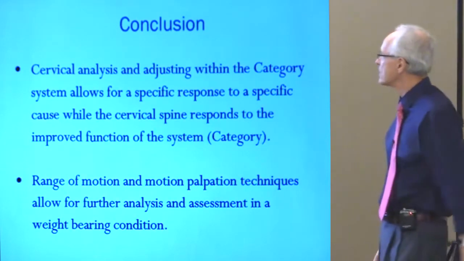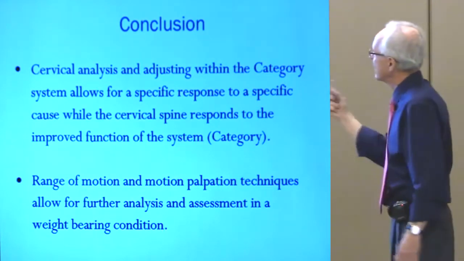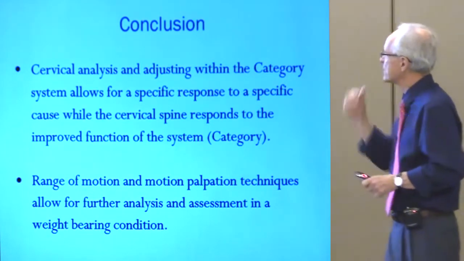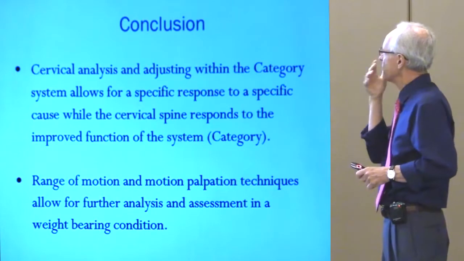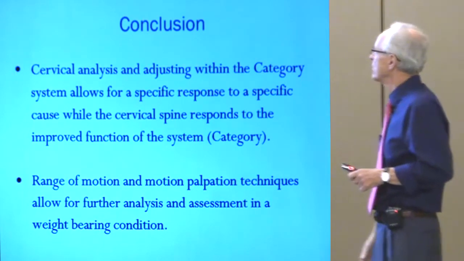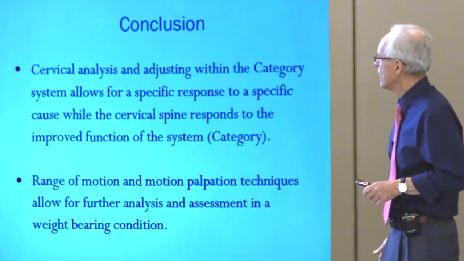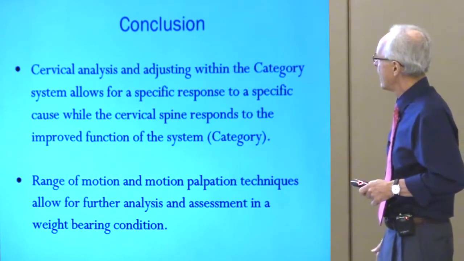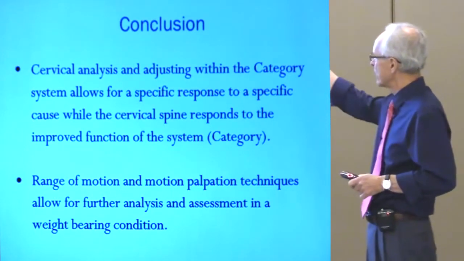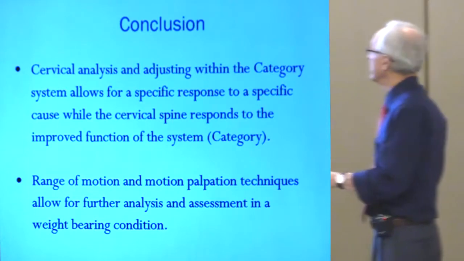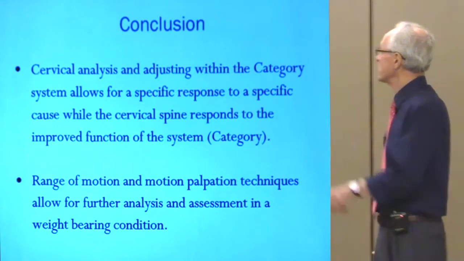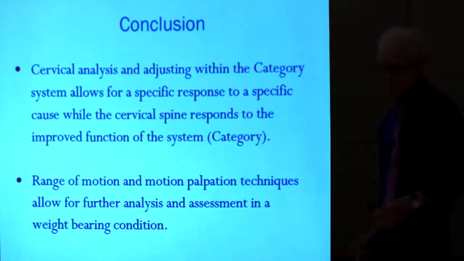Conclusion: cervical analysis and adjusting within the category system allows for a specific response to a specific cause, while the cervical spine responds to improved function of the system. Range of motion and motion palpation techniques allow for further analysis and assessment in the weight-bearing condition. Thank you very much.